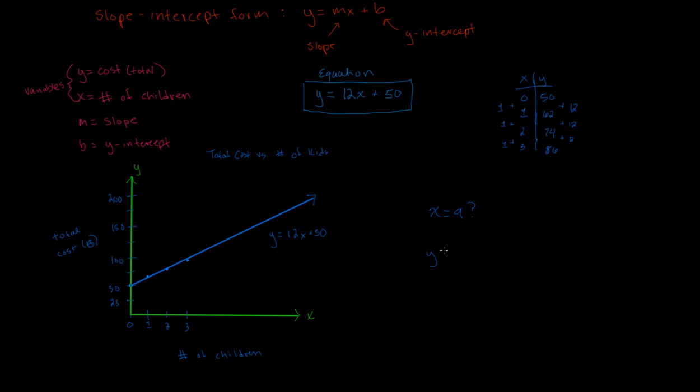So you have y of x is equal to 12 times 9 plus 50. Just in case, 12 times 9: 9 times 2 is 18, carry my 1, 9 times 1 is 9, plus 1 is 10. So we get 108. So that is 108 plus 50, which would give us $158 for a birthday party at this mini golf place.